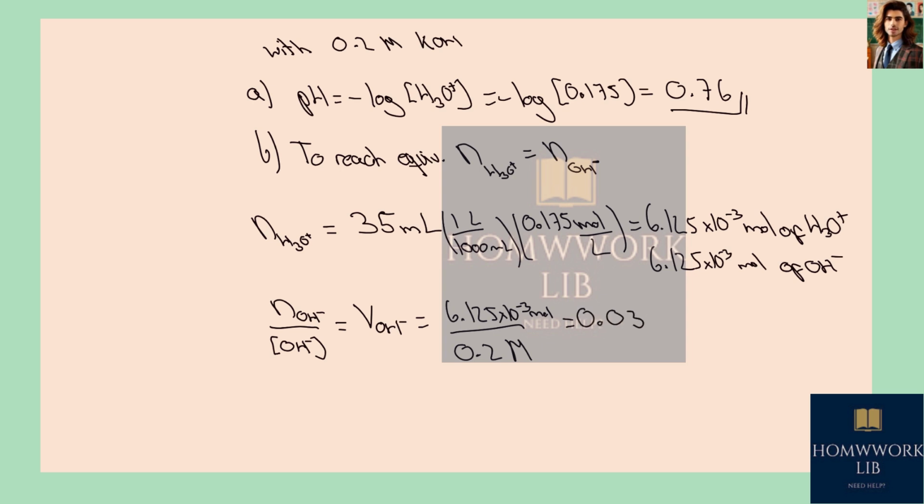So 0.0306 liters, which is equal to 33.06 milliliters. So that is going to be the volume that we require for part B.